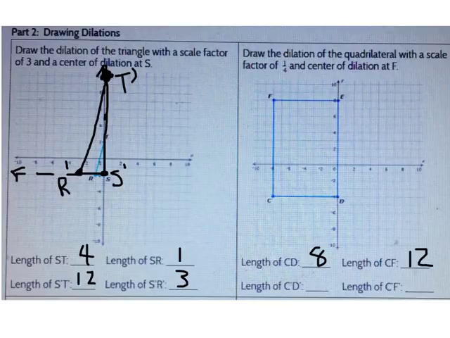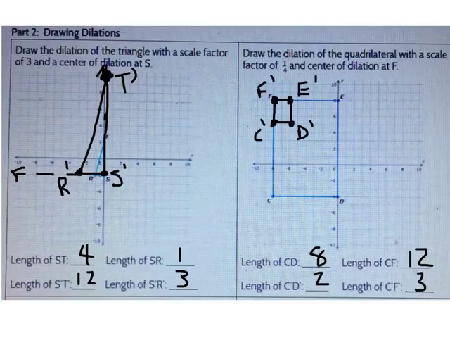It's 12. To find the length of the new sides after the reduction, I need to multiply by my scale factor of 1/4. So what will be the length of C prime D prime? It will be 2. 8 times 1/4 is 2. What will be the length of C prime F prime? It will be 3. 12 times 1/4 is 3. Now, keeping point F the same, I can go ahead and graph my new points to draw my dilation. Do that on your paper now. Check to see that your dilation looks like mine.